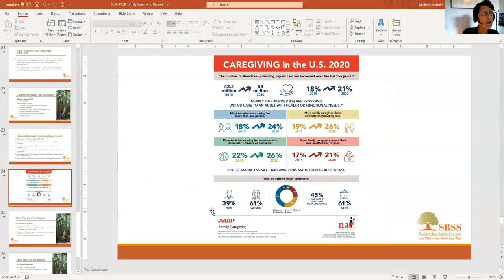Whoops, and who are we? 60% women, 40% men, 60% of the caregivers are working. Like I said, none of that has decreased. It's pretty significant increases if you ask me.